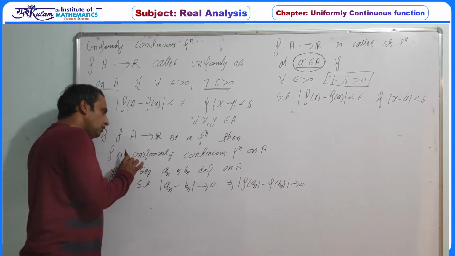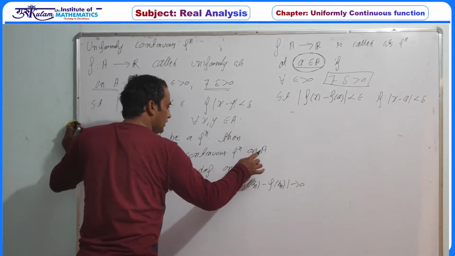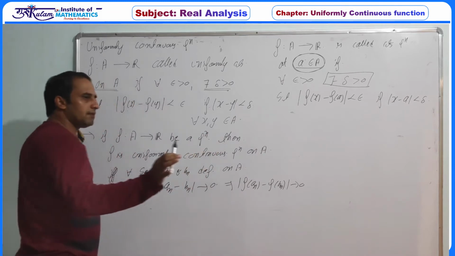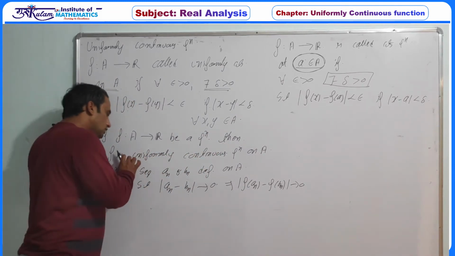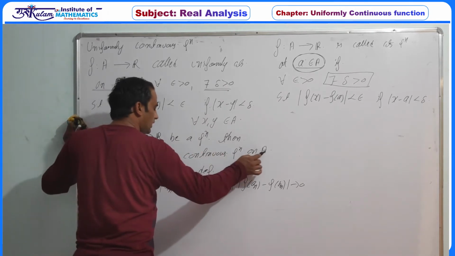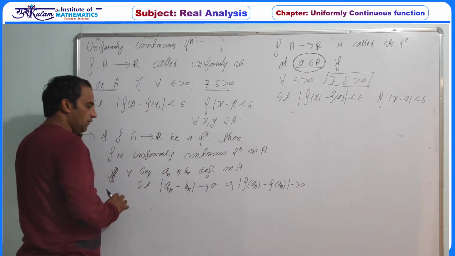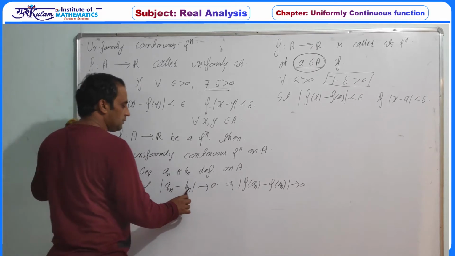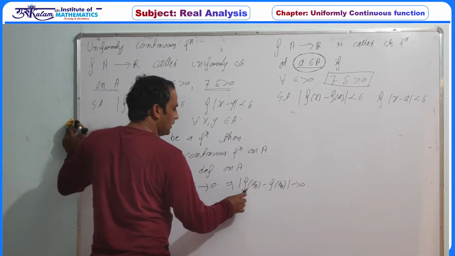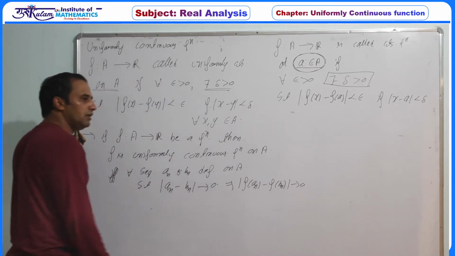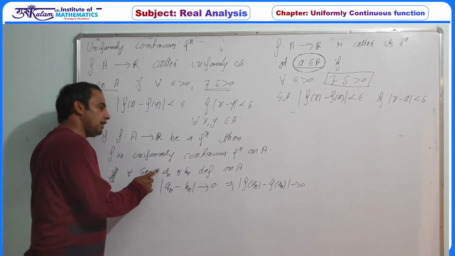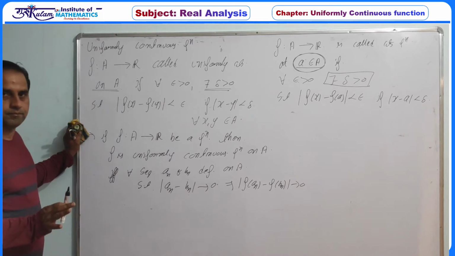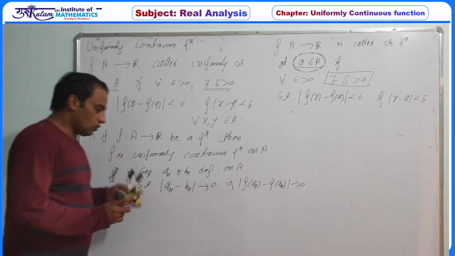So a function defined on a domain A, where A can be any set, closed, bounded or unbounded, with no restriction, is uniformly continuous if and only if whenever a_n minus b_n converges to 0 it implies f(a_n) minus f(b_n) converges to 0, and this property should hold for every a_n and b_n. Okay. So how to use this statement?